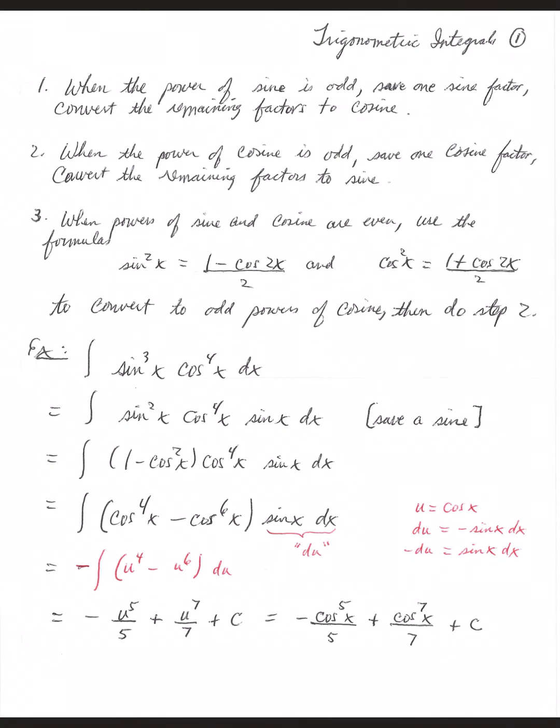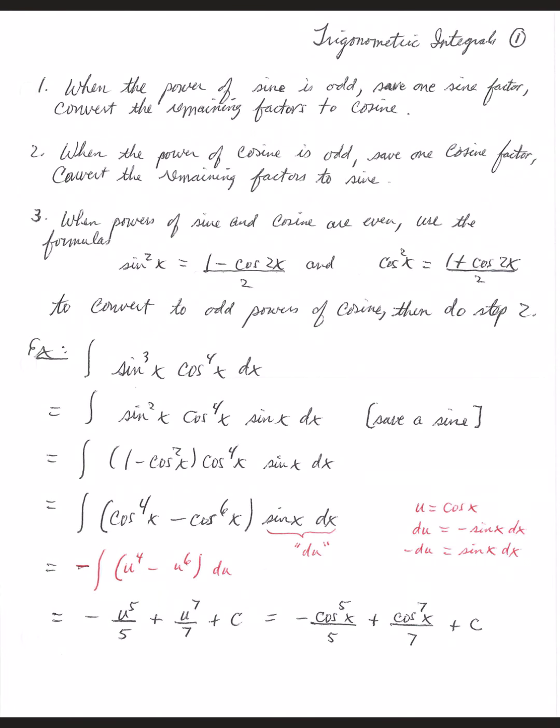When the power of sine is odd, save one sine factor, convert the remaining factors to cosine. Step 2, if the power of cosine is odd, save one cosine factor, convert the remaining factors to sine. Now these are for the integration problems that have a combination of sines and cosines, and each one can have varying powers. These are not necessarily set in stone, but they're just good recommendations.